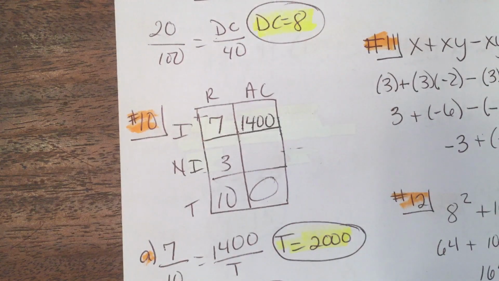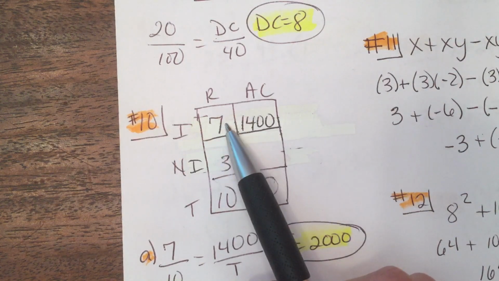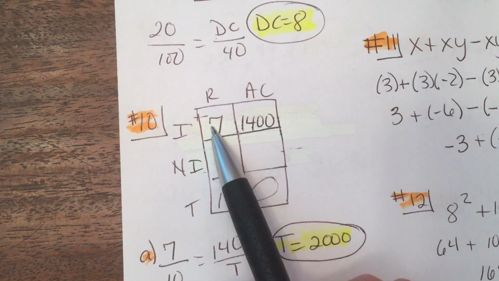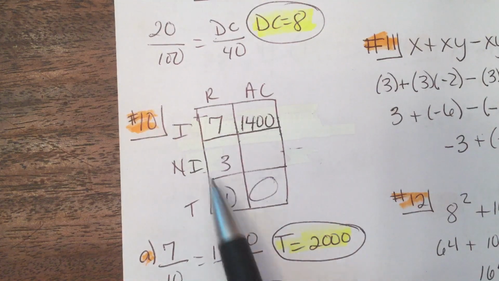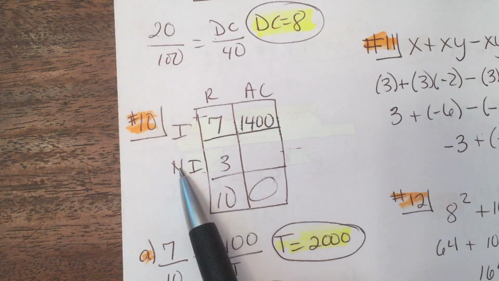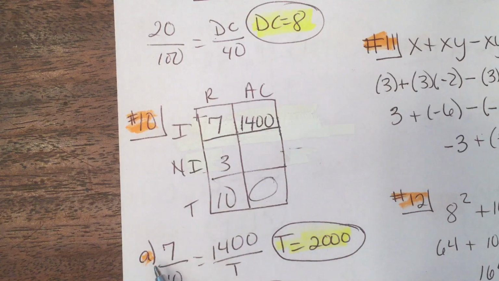Number 10. Number 10 says, exit polls showed 7 out of 10 voters cast their ballot for the incumbent. Now, the incumbent means the person who already holds that office, but they are running again to try to stay in that office. So 7 out of 10 means 7 voted for the incumbent out of the total of 10. That means that out of 10 votes, 3 must have been for not the incumbent.